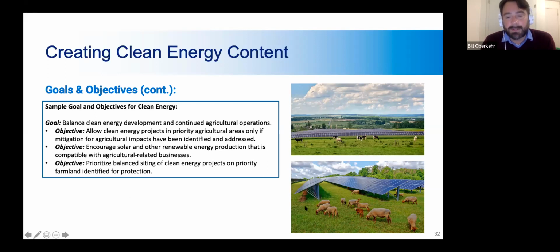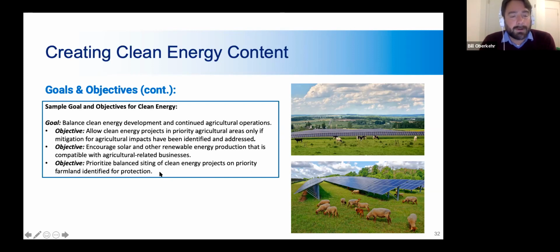Objective 2 is to encourage solar and other renewable energy production that is compatible with agricultural related business. That's what we have pictured here. We want solar that's compatible with grazing, or agrivoltaics, if folks haven't heard that term. It is a portmanteau of agriculture and photovoltaics. So it's really growing crops on a solar farm. The way that's achieved is typically to raise the solar panels up on poles so that the light is getting underneath them and also hitting them. So that's one way you could do objective 2.